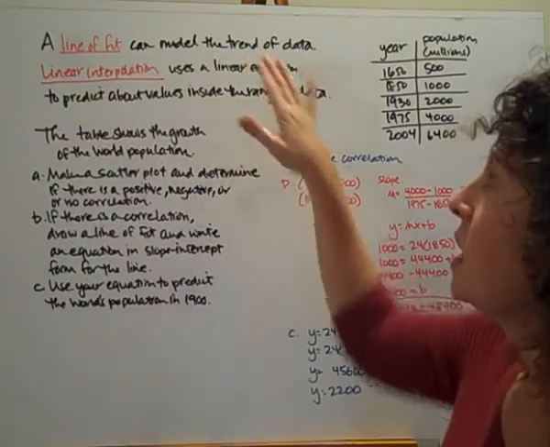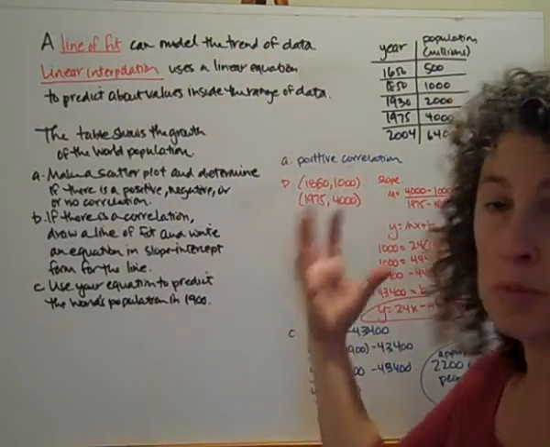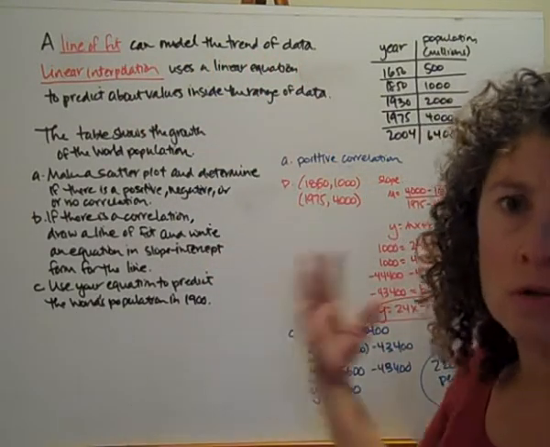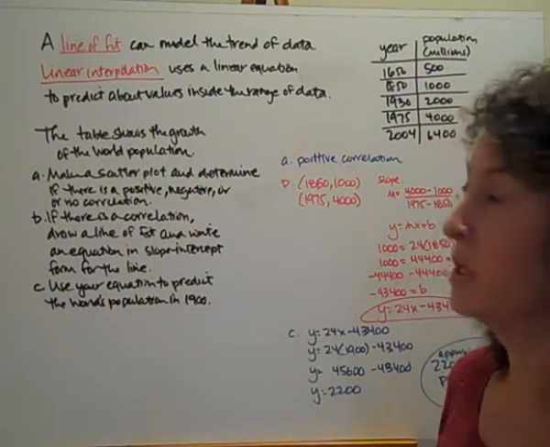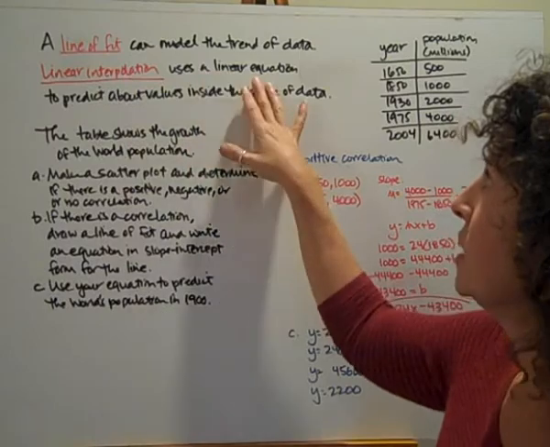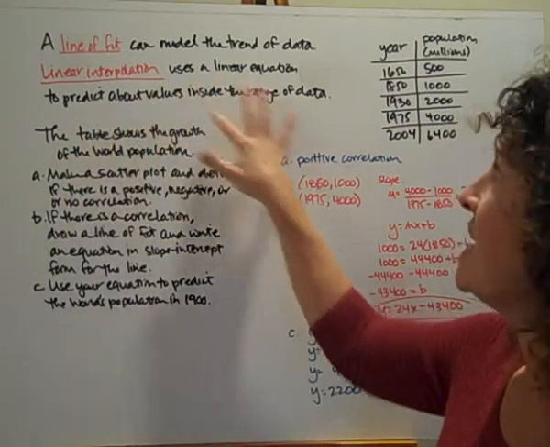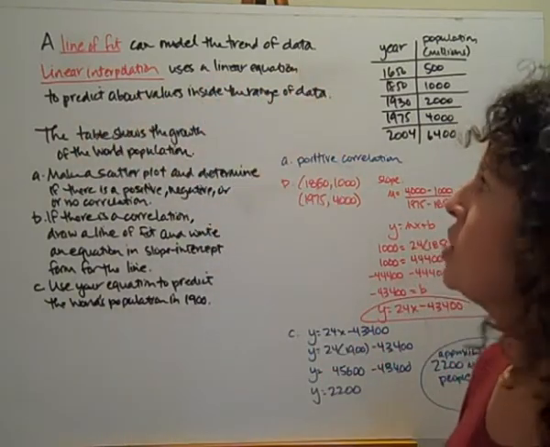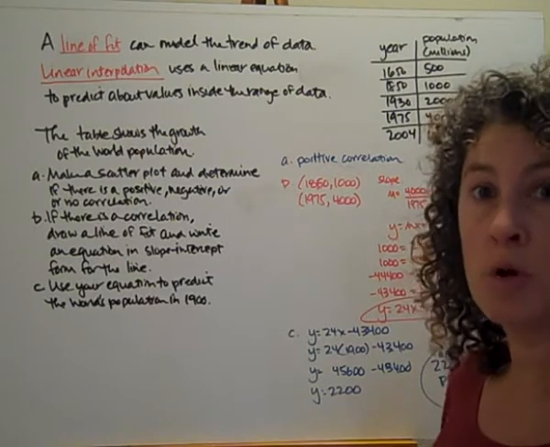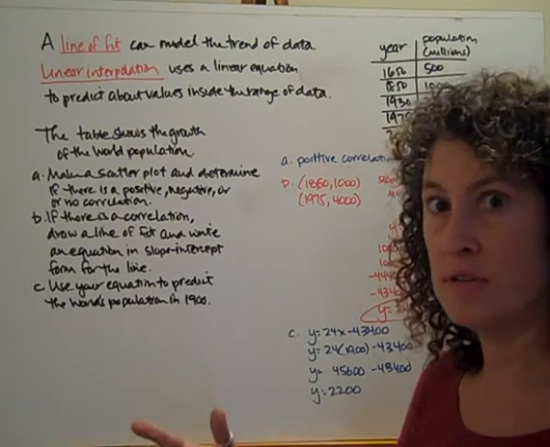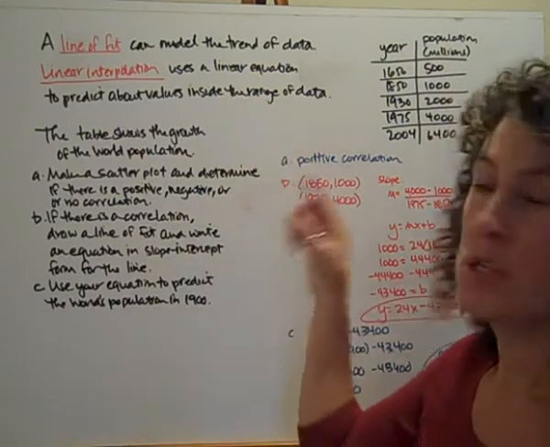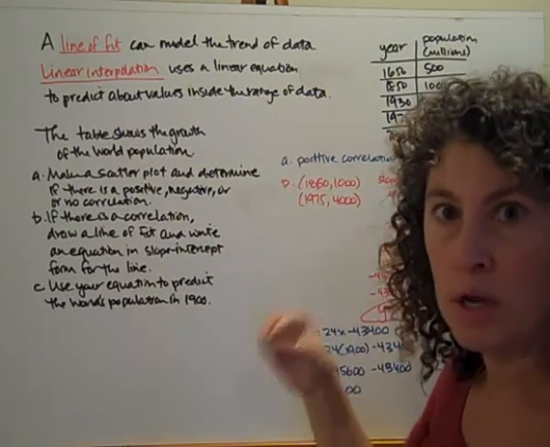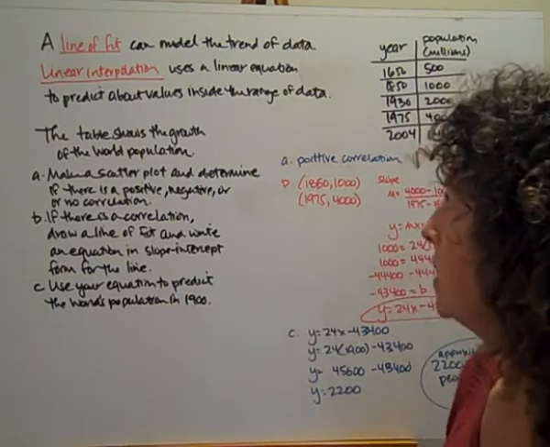A line of fit can model the trend of data. So we talked about a positive trend, a negative trend, or no trend at all. We've talked about extrapolation, meaning I'm trying to predict what might happen outside of the set of data that I have. Linear interpolation uses a linear equation to predict values inside the range of data, and we'll see what that looks like in a second.